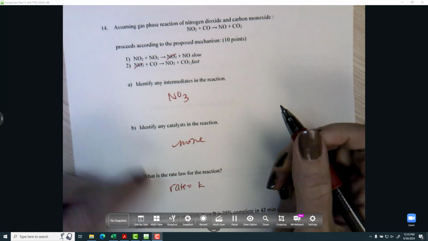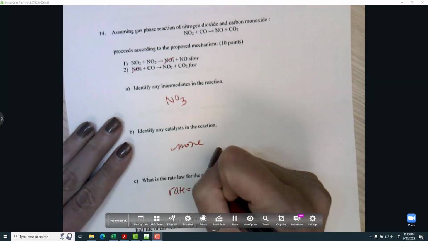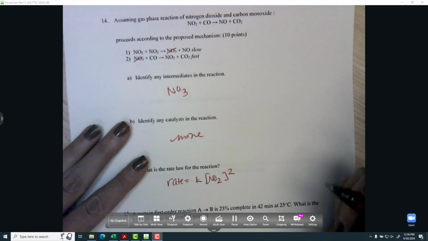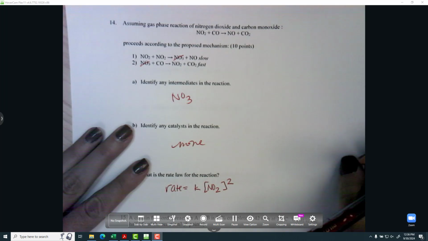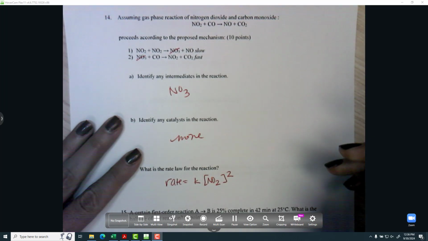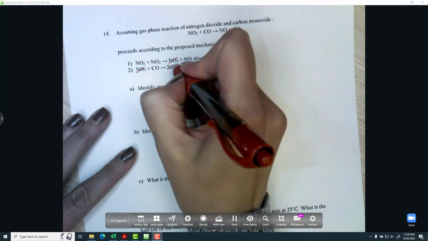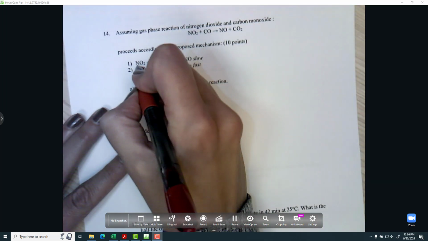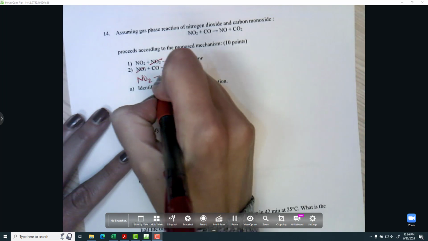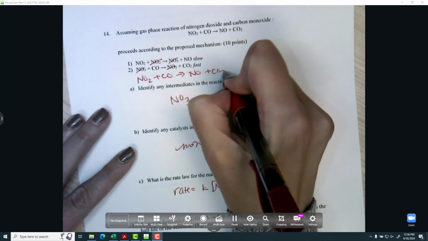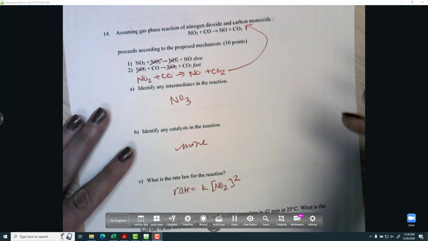And then for the rate law, I look only at the slow step and I say rate equals K and then whatever happens in that reaction. And there's 2 NO2s bumping into each other, so it's NO2 squared. If I wanted to check that this was the right overall reaction, I just cancel one of the NO2s and I get NO2 plus CO equals NO plus CO2. So that is the correct overall reaction.